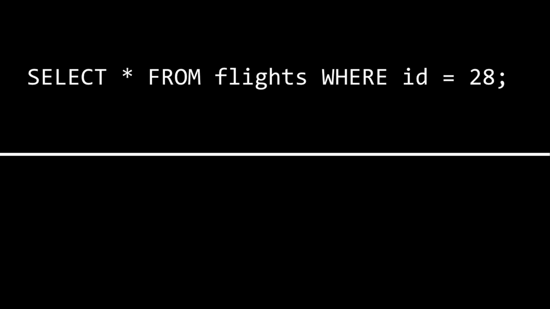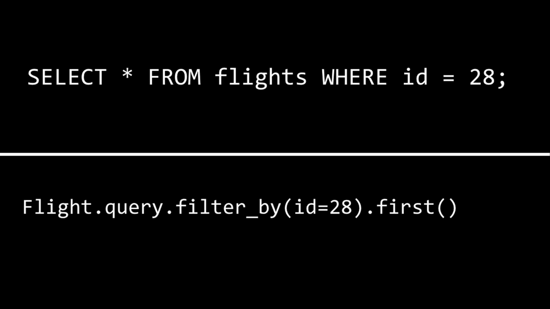Select star from flights where ID equals 28. This is something we've already seen before. We're only selecting one particular thing. So we could say flight.query.filter_by ID equals 28 .first, meaning, OK, take all the flights and find the one that has this particular ID by filtering down to it, and then just get the first result.